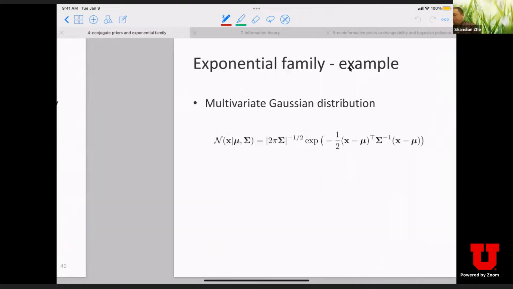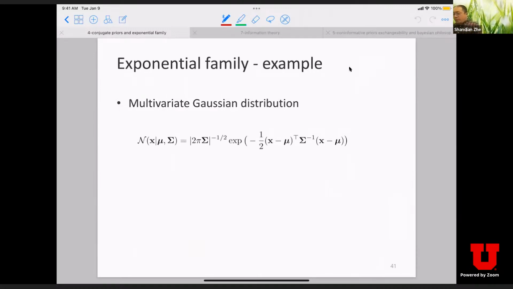Let us continue. The second commonly used example in the exponential family is the multivariate Gaussian distribution. This is the density of the multivariate Gaussian distribution. By default we assume it's parameterized by mean and covariance, mu and sigma. The density is the determinant of 2 pi sigma to the power of minus half. Then you have an exponential term. The exponent is minus half x, this quadratic term.